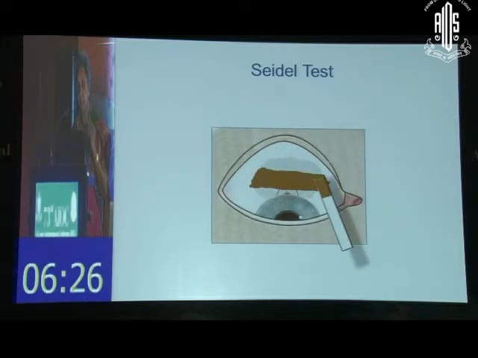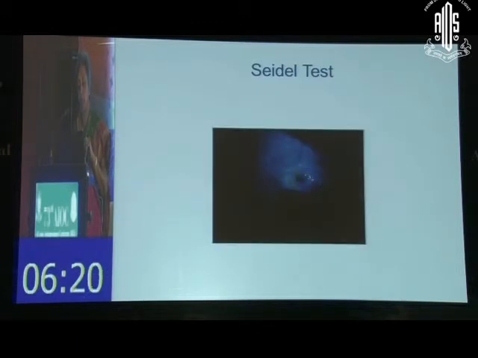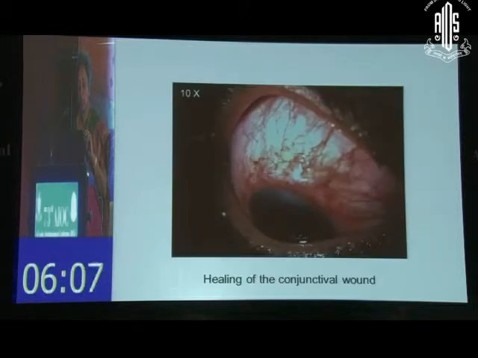So take a strip of the fluorescein, apply it thoroughly over the surface of the bleb and look for the leak. Okay, that's how the Seidel will be positive. So when you see a bleb with a low pressure, please do the Seidel to look for the possible leak. In the immediate postoperative period, how do you look for the leak?